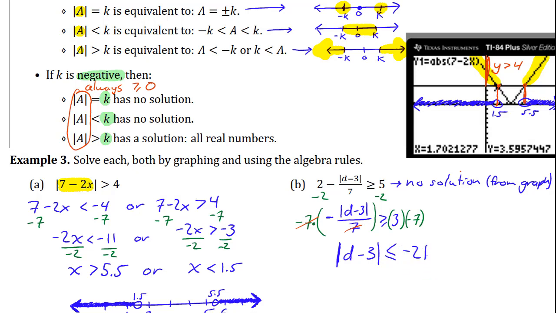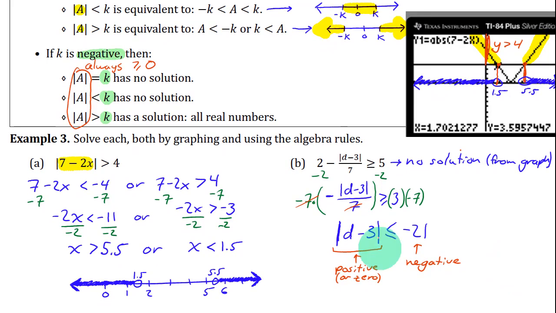All right, and let's look at this. If we've got a negative number over here, well, the negative 21 is obviously negative. The absolute value of d minus 3 is always positive or 0, of course. So what does that tell you about this? Can this positive thing be less than or equal to negative 21? This is a case of the second one here. This has no solution.